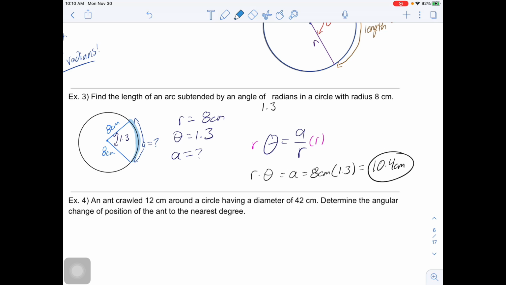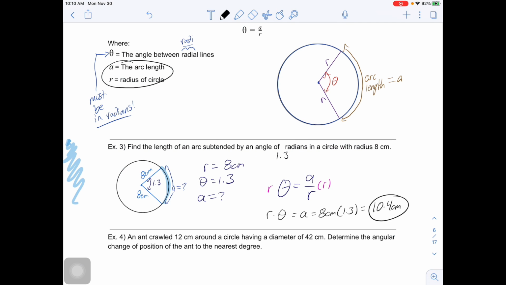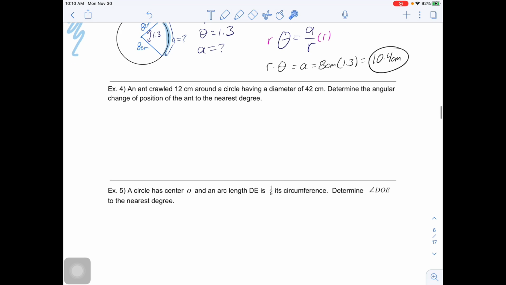Something I do want to mention is that these just have to be in the same units. And that's it. As long as they're in the same units, it will work. So since we had the radius in centimeters, our arc length came out in centimeters.